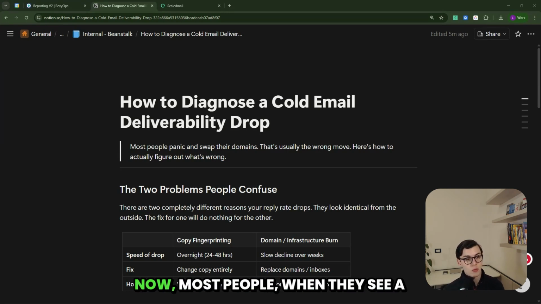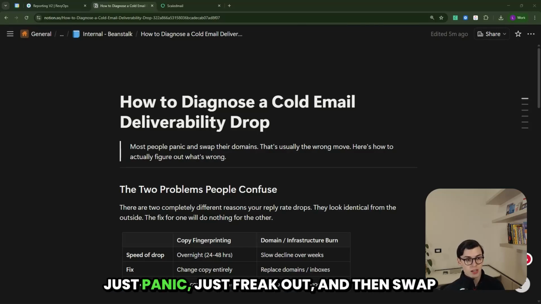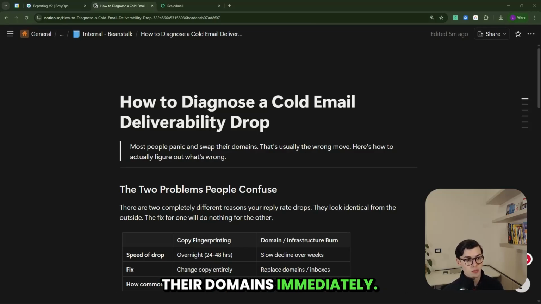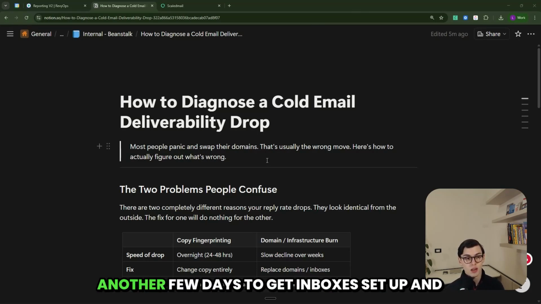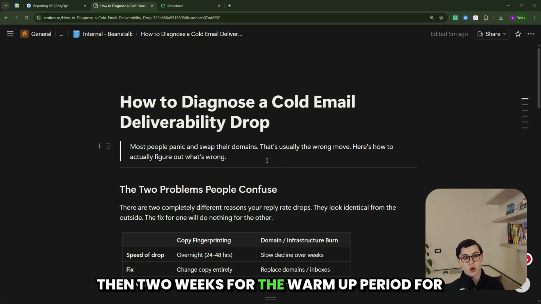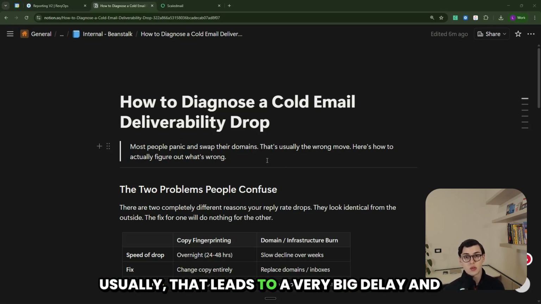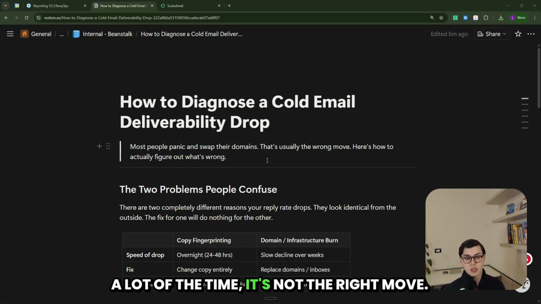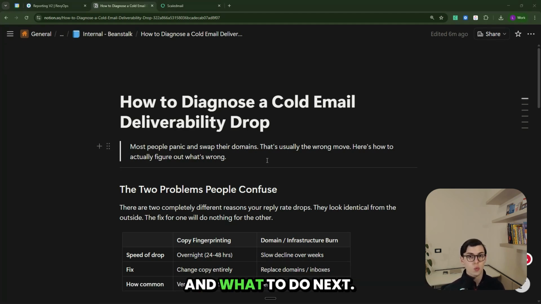Now, most people, when they see a deliverability or a reply rate drop, they just panic and swap their domains immediately. That is a problem because if you swap your domains, you're going to need to wait another few days to get inboxes set up, and then 2 weeks for the warm-up period for those new inboxes. Usually that leads to a very big delay, and a lot of the time it's not the right move. So here's how to figure out what is wrong and what to do next.